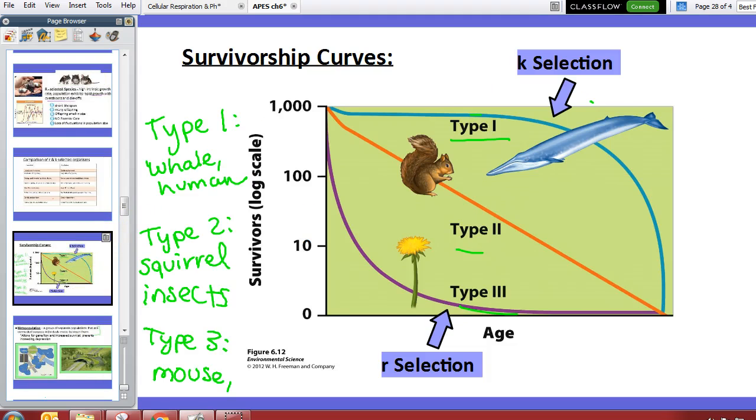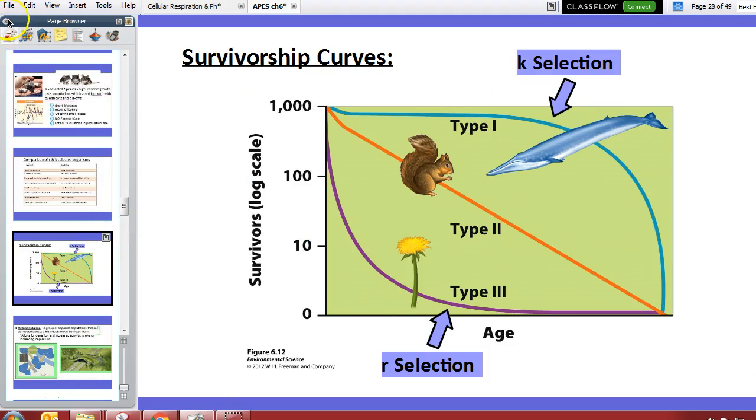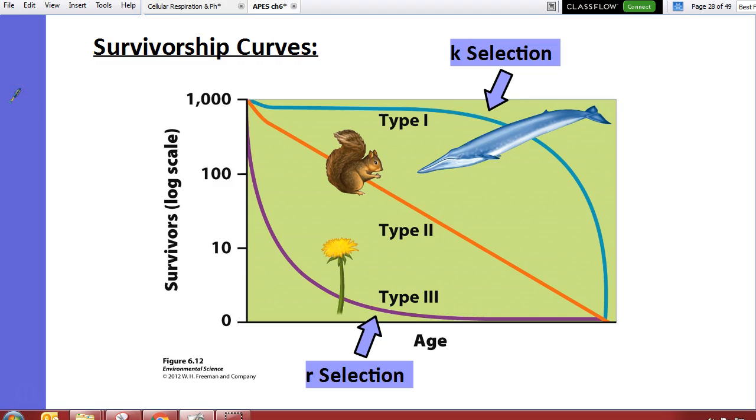So survivorship curves, you guys looked at this a little bit in the graph when I was gone last Thursday. Survivorship curves show us when individuals are going to experience high mortality and when they are going to experience low mortality or low death rates. So what I need you to do in this box is draw me the lines. In your note packet, you don't need to draw the animals, just the lines.